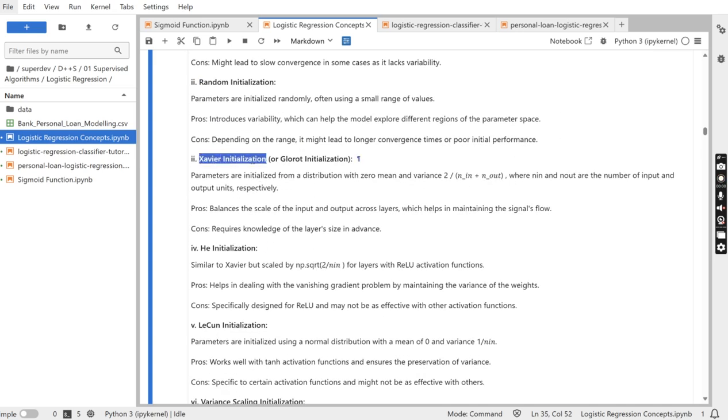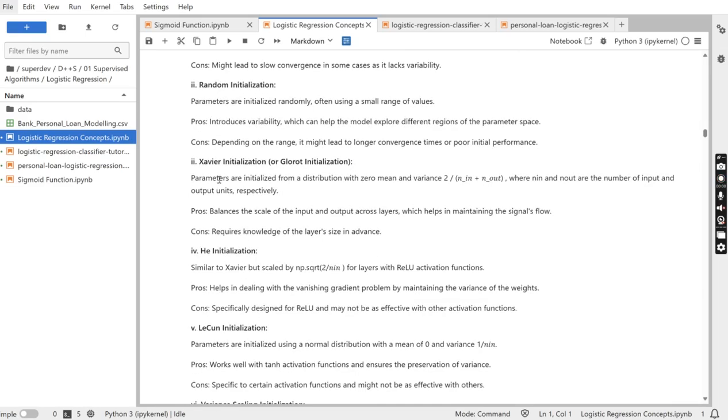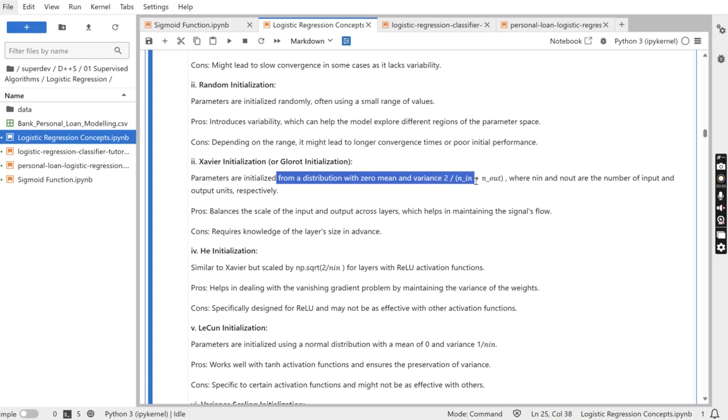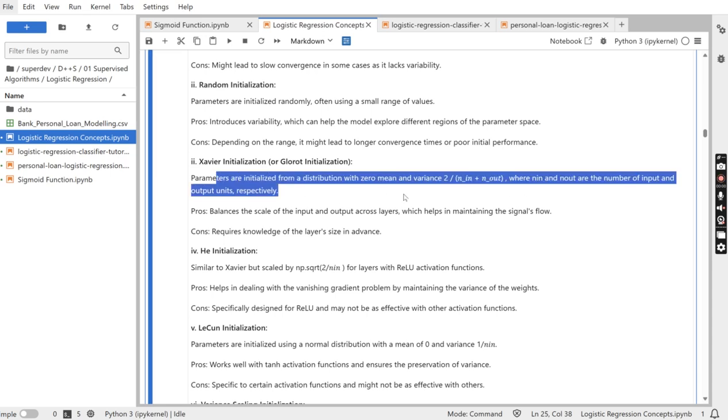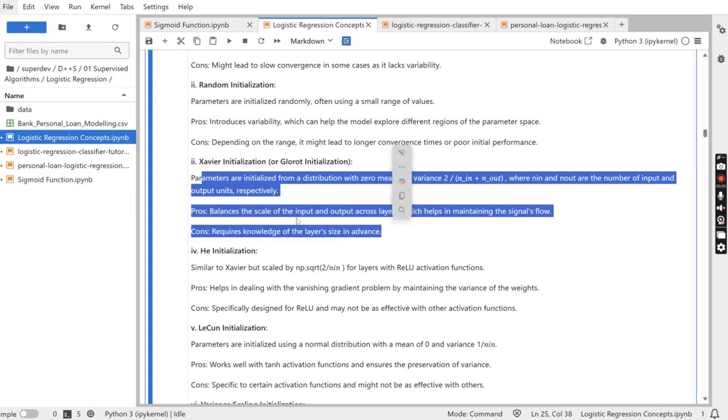Another method is Xavier initialization, also called Glorot. In the Glorot method, they are using a distribution. So they are taking into account mean as well as variance factors. They use this formula, variance 2 divided by number of inputs and number of outputs, and based on this they initialize the parameter value. So this is another method. This method's advantage is it's a good balance between input and output layers, but the problem is it requires in-depth knowledge of layer size and how much to add and all of that. It's more like an experimental method.